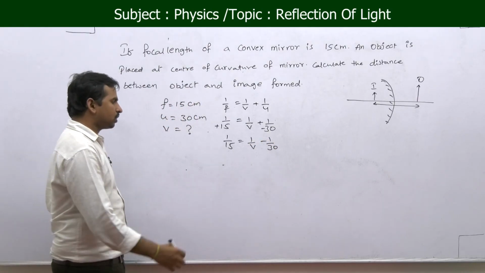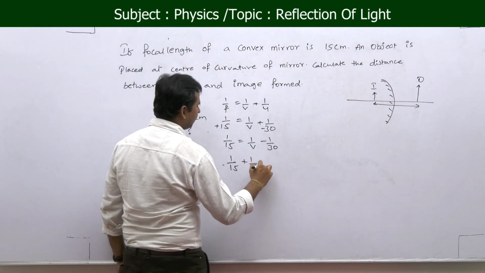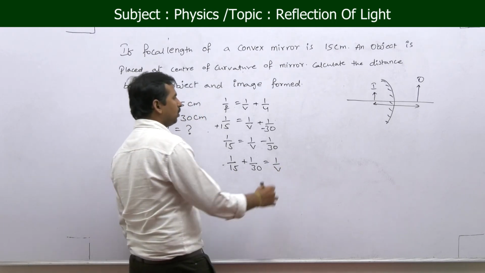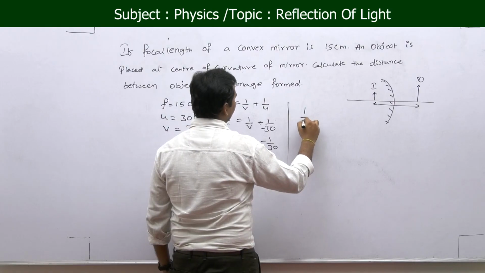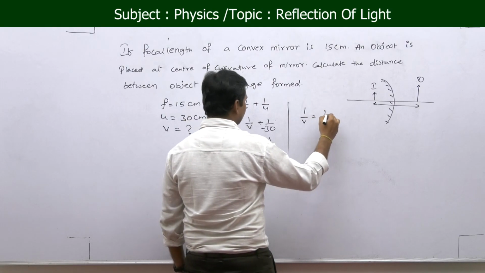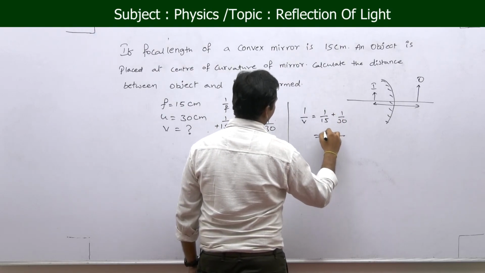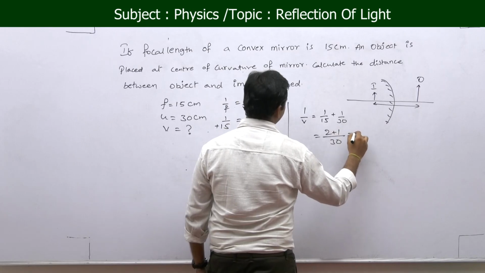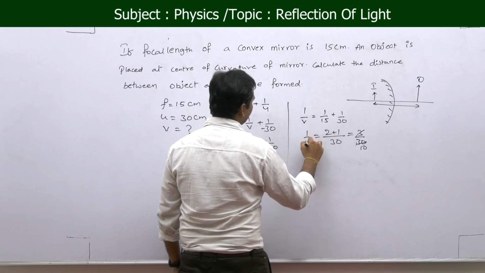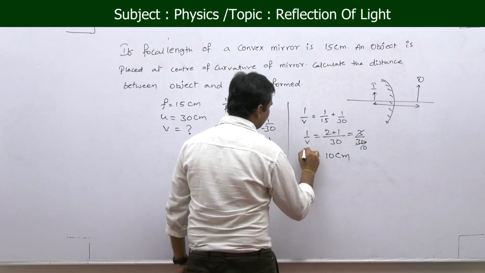If you bring that minus to this side, then 1/15 plus 1/30 is equal to 1/v. So finally 1/v is equal to 1/15 plus 1/30. Taking the LCM 30, this is (2 plus 1)/30, which is 3/30. Finally we got the image distance as positive, and that is 10 centimeters.